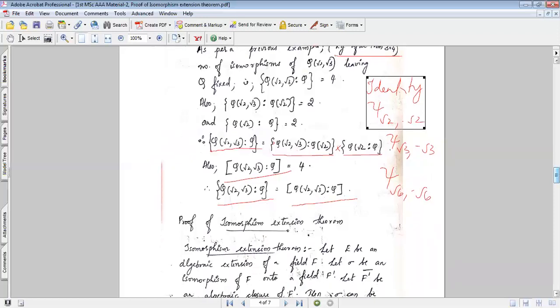Now we are going to the last section of this module, which is the proof of the isomorphism extension theorem. So this is going to be somewhat a big proof. So we'll continue this in the next lecture, next video.